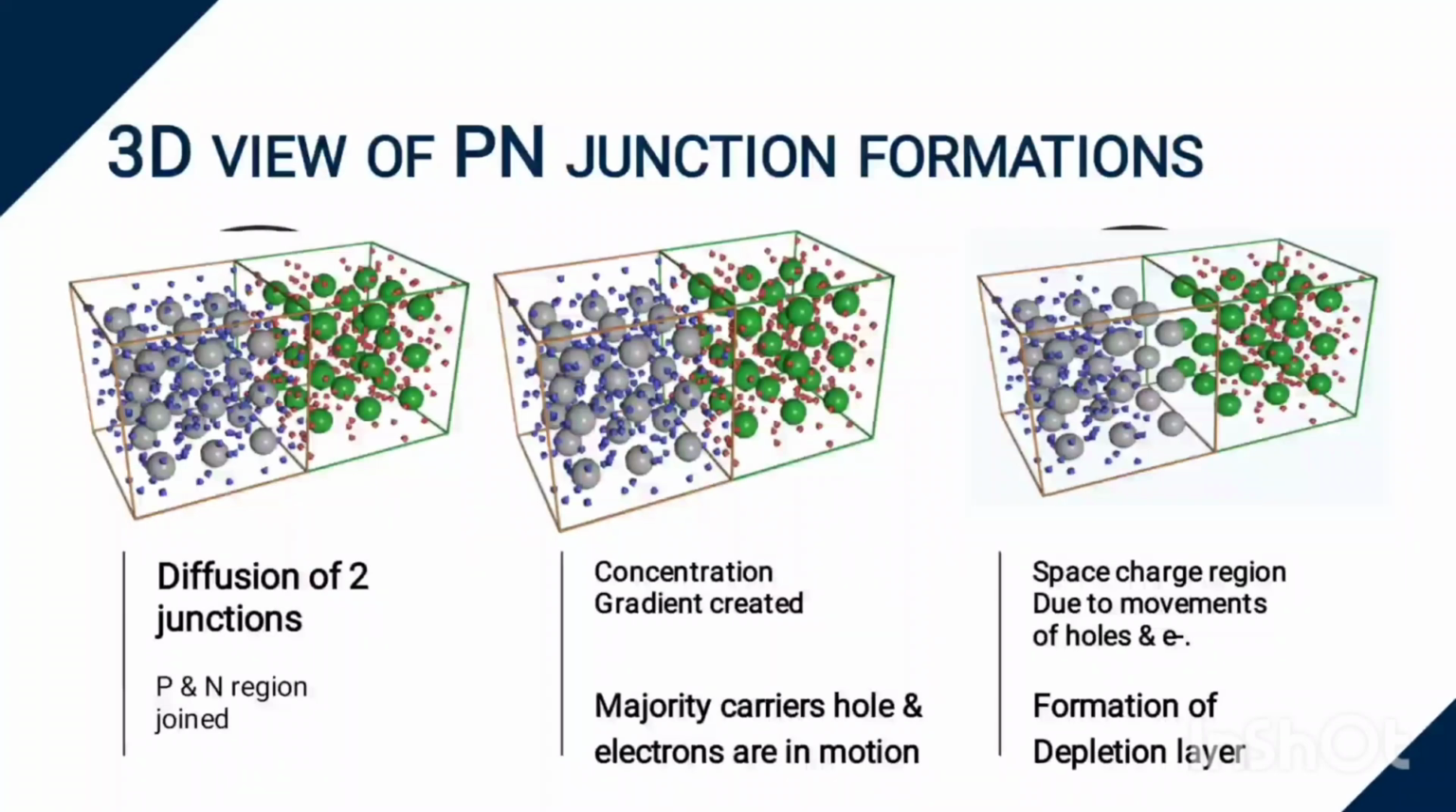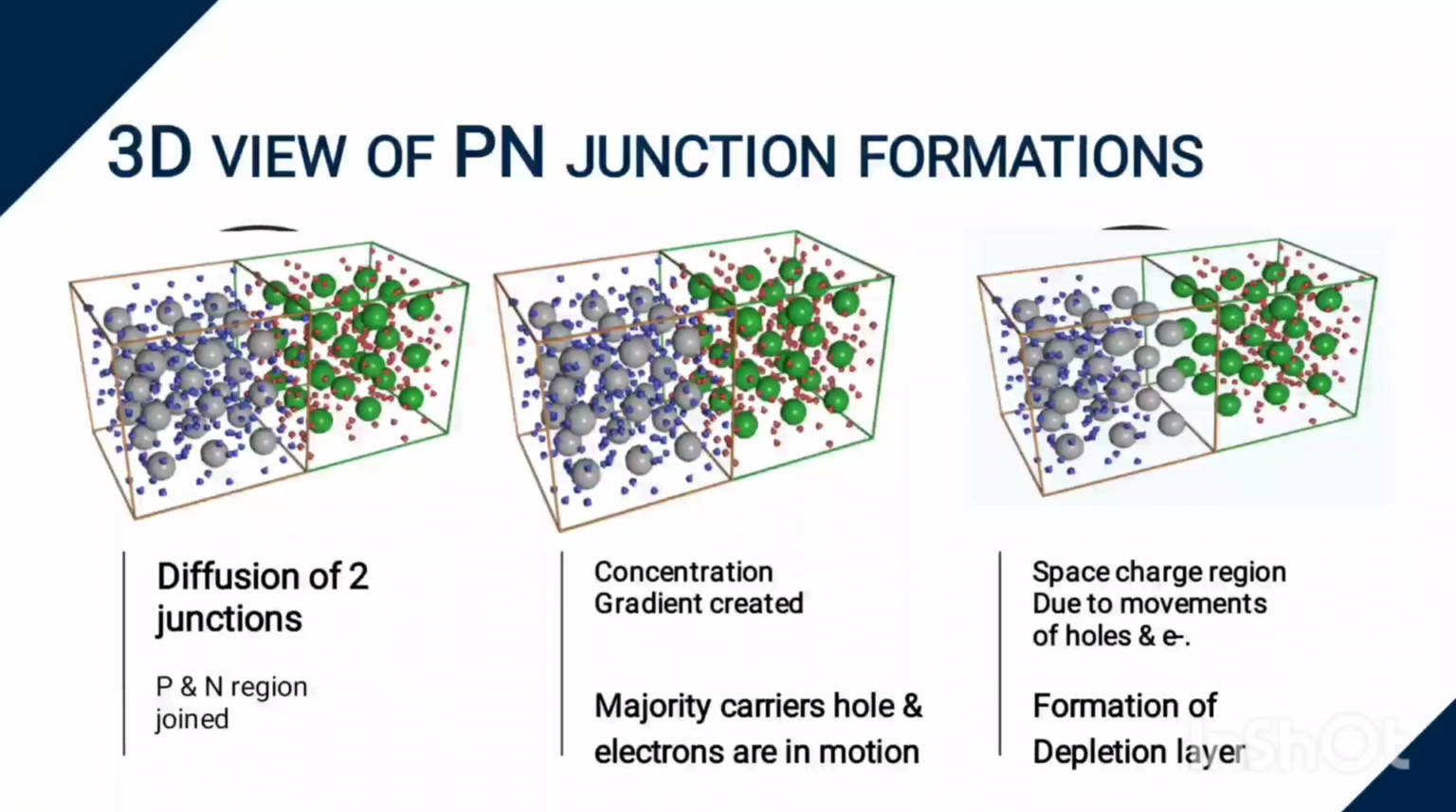The second or middle diagram shows that a concentration gradient has been created, meaning if you create holes in one section and electrons in the other section, they will automatically attract each other, because an electron has a negative charge on it and a hole has a positive charge on it. So due to this concentration gradient, they try to recombine or diffuse, both of the majority carriers try to diffuse into each other.